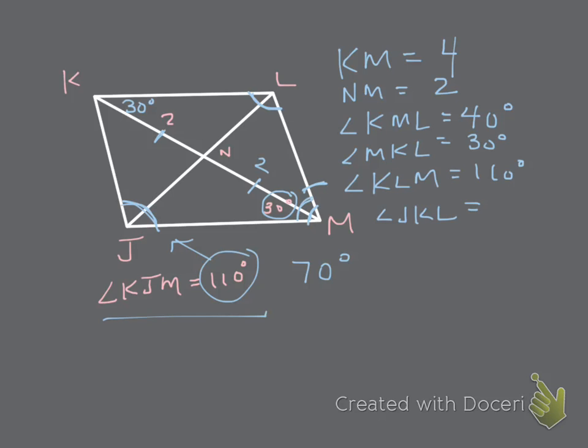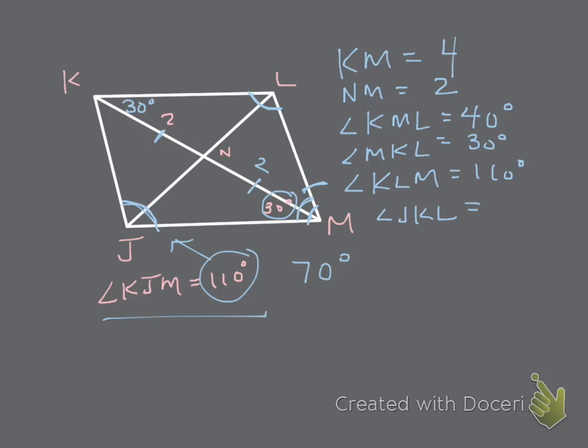And again, notice how I'm doing very little work with this. That's because I know my properties of my parallelograms. KLM is an opposite angle of KJM, and since they're opposite and I know my properties, I know they are congruent to one another. So that's why they're 110.